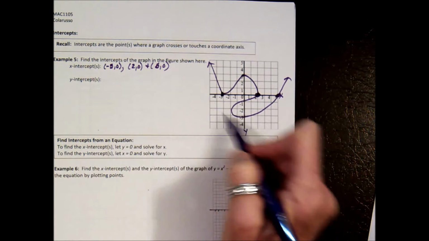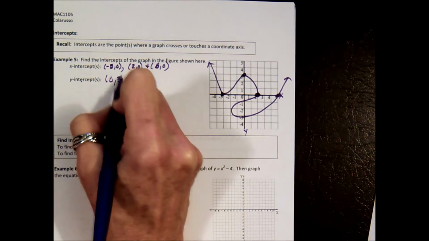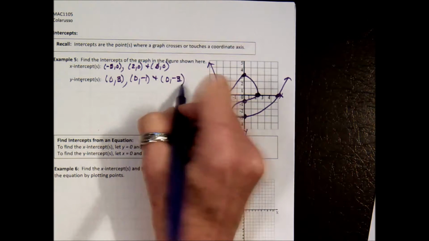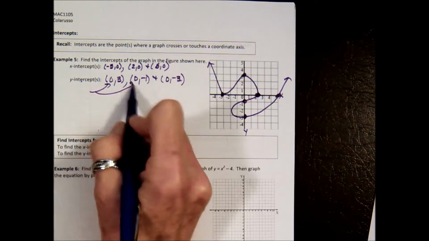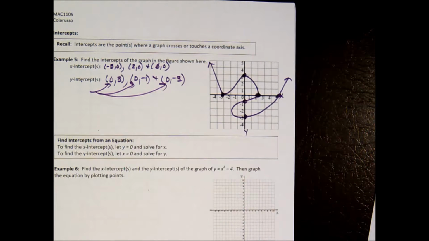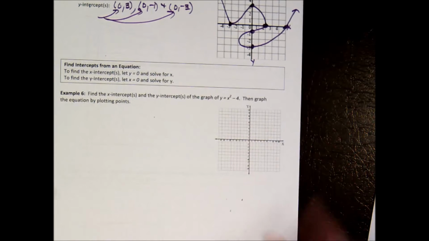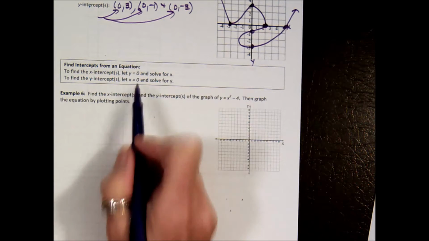Where it crosses the y-axis is here, which is the point 0, 3. And then it crosses here, which is the point 0, -1. And it crosses here, which is the point 0, -3. So notice that all the y-intercepts have zeros in the x spot, and all the x-intercepts have zeros in the y spot. And that's how we find the intercepts from an equation. To find the x-intercept, you let y equal 0. To find the y-intercept, you let x equal 0.